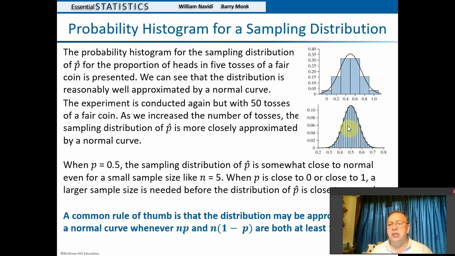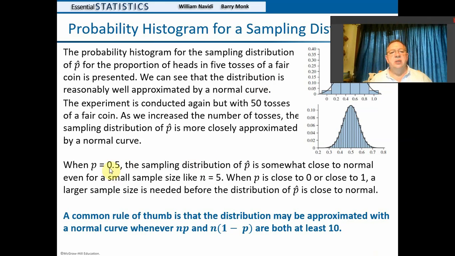So basically, what we're saying is that if we have a big enough sample size, we can do population proportions based on this as well. It's not really the size that we look at here, it's going to be a variation of that. When p is equal to 0.5, the sampling distribution of p-hat is somewhat close to normal, even for a small sample size like n equal to 5. When p is close to 0 or close to 1, a larger sample size is needed before the distribution of p-hat is close to normal.